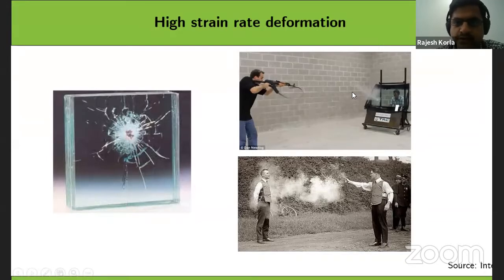Basically this guy is shooting a gun at this one. Basically, this is bulletproof glass. Here is a bulletproof shield. So here the loading rates are extremely high. So the material not only has to withstand the stress, it also has to experience a very high strain rate. So in this application, a material having very good resistance to high strain rate deformation is very important.